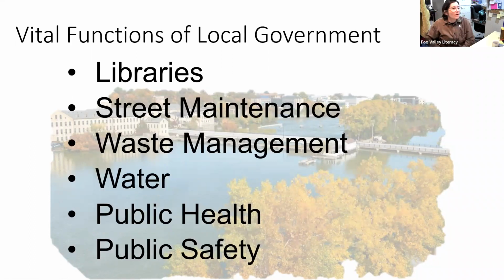So, vital functions of local government, and what the responsibilities are for local government to do. Libraries are funded by local government. They are run separately, we'll get into that a bit more, but libraries are reliant on local government in order to exist. Then street maintenance is a big thing. You always think of potholes when you think of local government, right? That's a big stereotype that's very correct. Potholes are our responsibility in local government. And there's waste management, water, public health, and public safety.